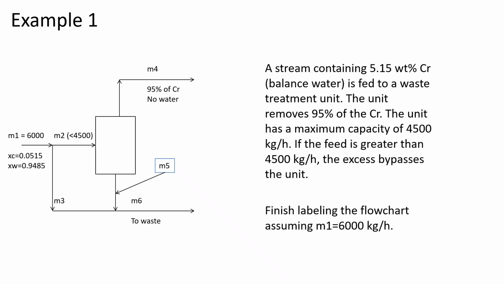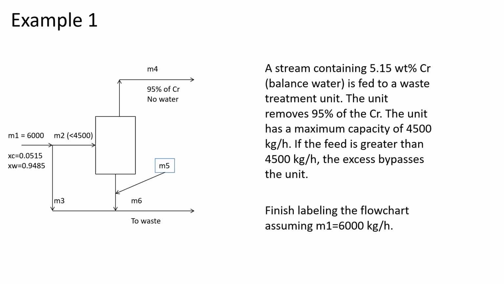The unit has a maximum capacity of 4,500 kilograms per hour, and if the feed is greater than 4,500, the excess must bypass the unit. You cannot overload the unit. Now, this is undesirable, of course. You don't want to take some of this waste stream and not send it through the waste treatment unit to recover the chromium. But unfortunately, with the design of the unit, it's not possible to treat all of it if the flow rate is greater than 4,500 kilograms per hour.